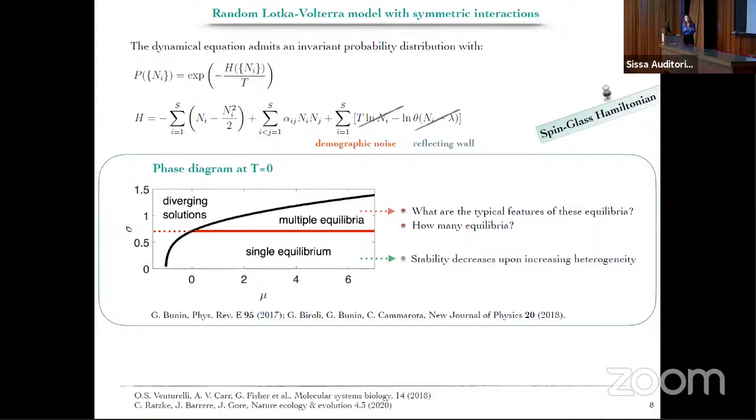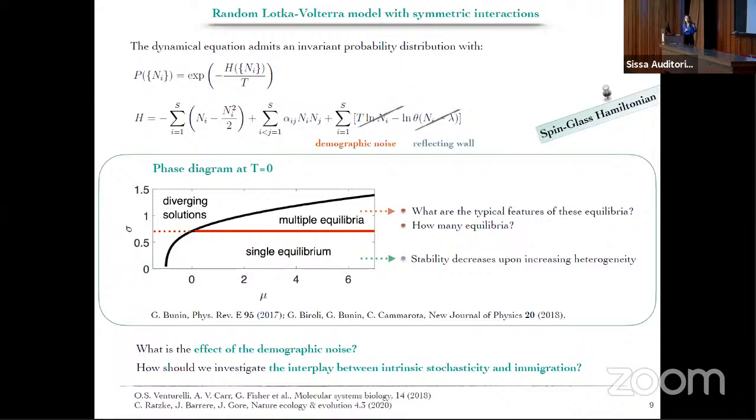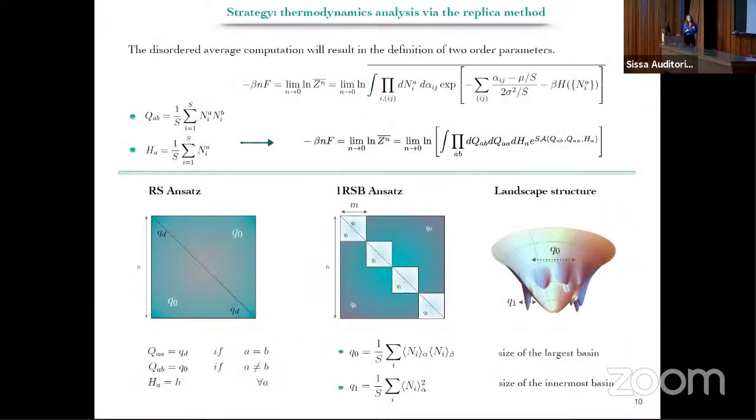And so we can wonder what are the typical features of these equilibria. Are they stable? Are they unstable? And also, how many equilibria are there? Are they exponential in the system size? Are they sub-exponential? So to better probe the features of the two phases and to answer these questions, we reintroduce the demographic noise into the model, and we properly study the interplay between this intrinsic source of stochasticity and the immigration parameter. One possible strategy to do this is to resort to the replica method, which is a well-known technique in disordered systems.